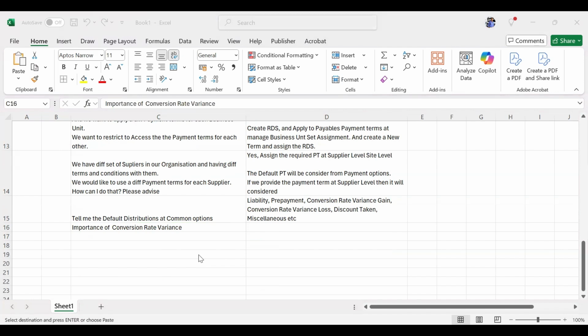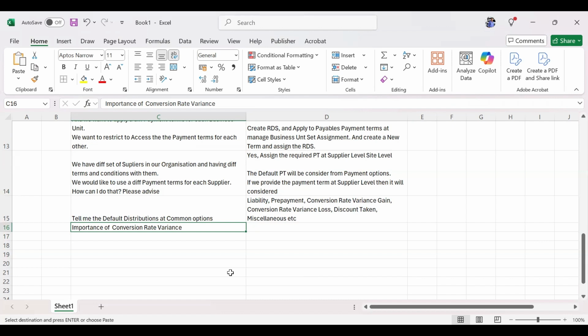So let me explain. Conversion rate variance is an account that deals with the exchange rate. Generally, when you create a PO, and based on the PO you might have received material, after the material you will get the invoice as well. So the difference between purchase order and invoice exchange rates.